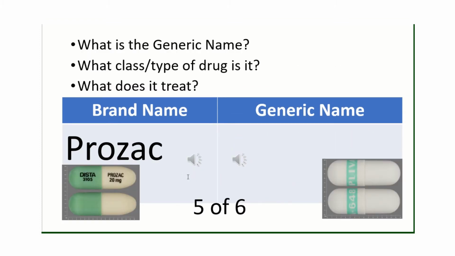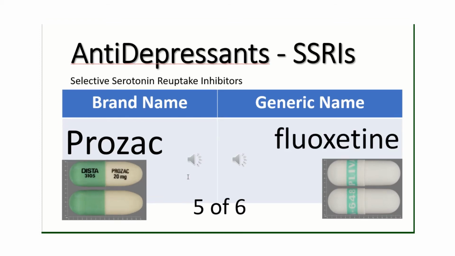What is the generic name for Prozac? What type of drug is Prozac? What does Prozac treat? The generic name for Prozac is fluoxetine. Prozac and fluoxetine are SSRI antidepressants.